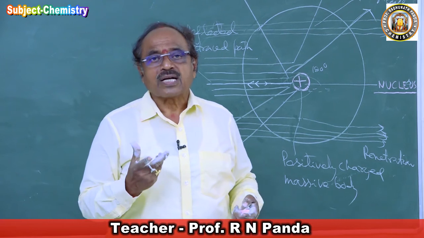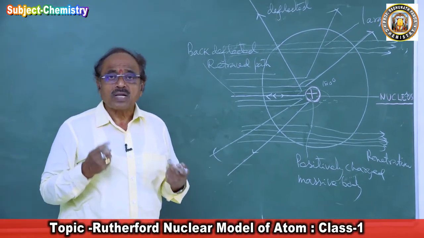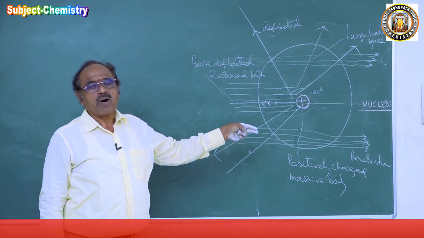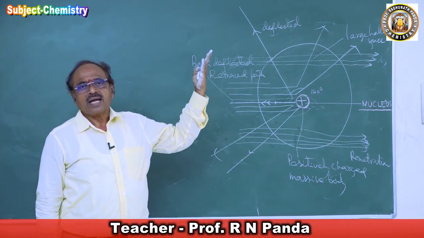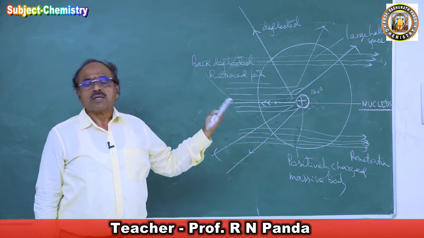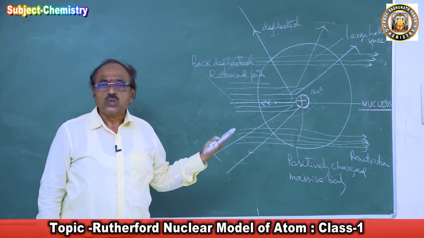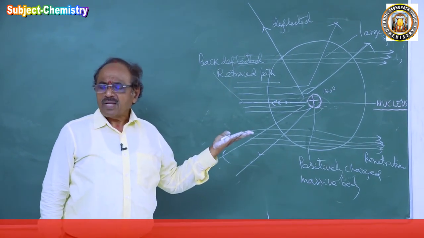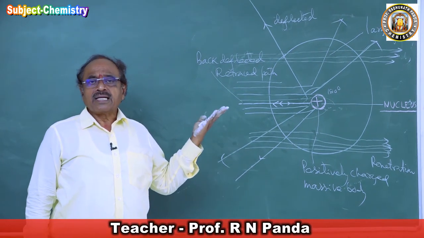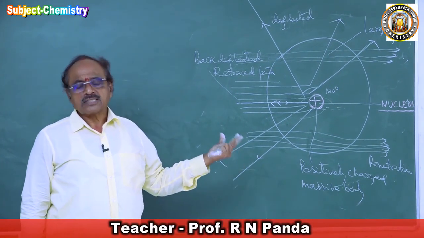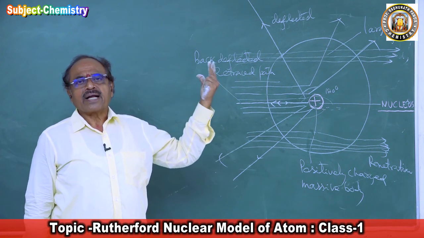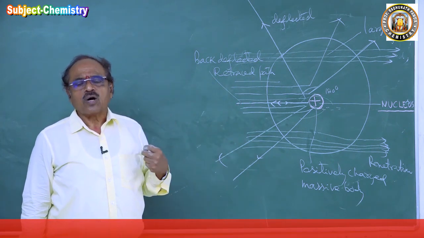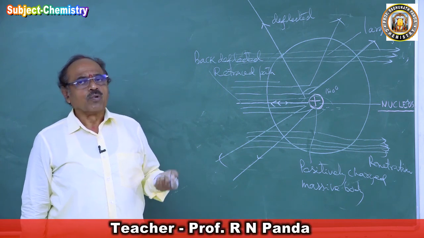So taking these observations into account, he proposed a model of atom, giving importance to the nucleus. He called it the nuclear model of atom. That is the reason it is called a nuclear model of atom: because keeping all the concentration on the nucleus, he proposed a model of atom, hence it is called the Rutherford nuclear model of atom.